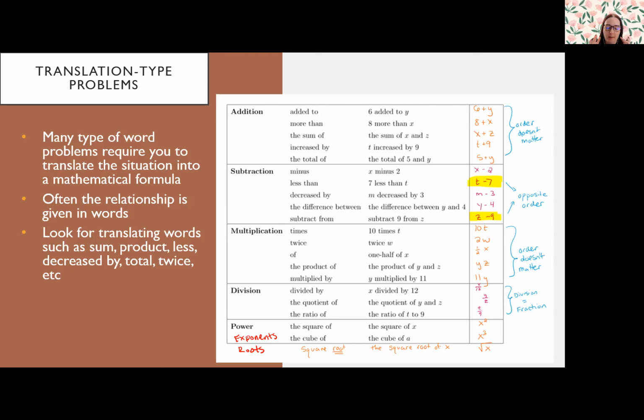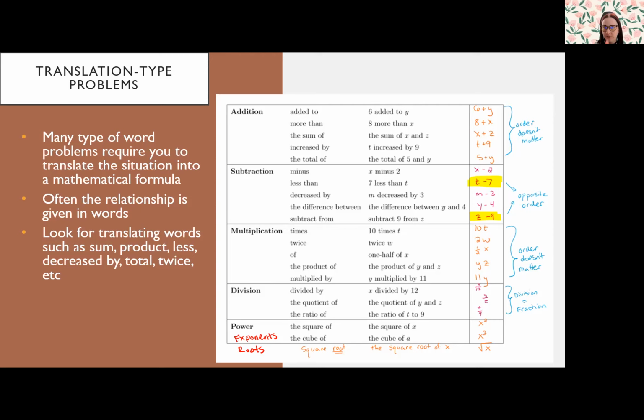So math is very detail oriented. You have to pay attention to every word and understand what each of the words mean. And then you have to be able to correctly translate that into the math. So with the addition words, the order that you write your things that are adding doesn't matter. But for your subtraction, the order that you write them does matter.